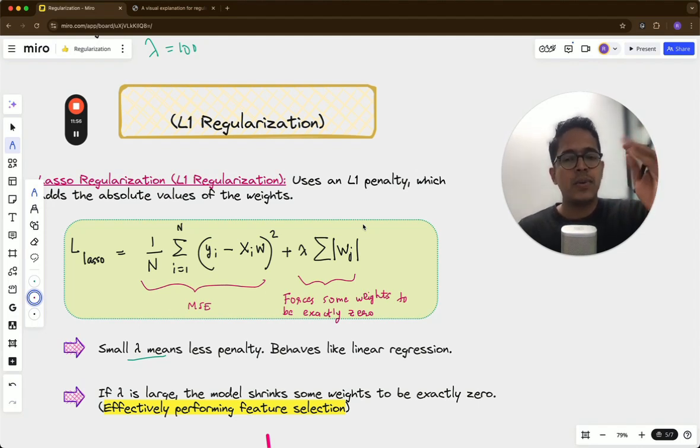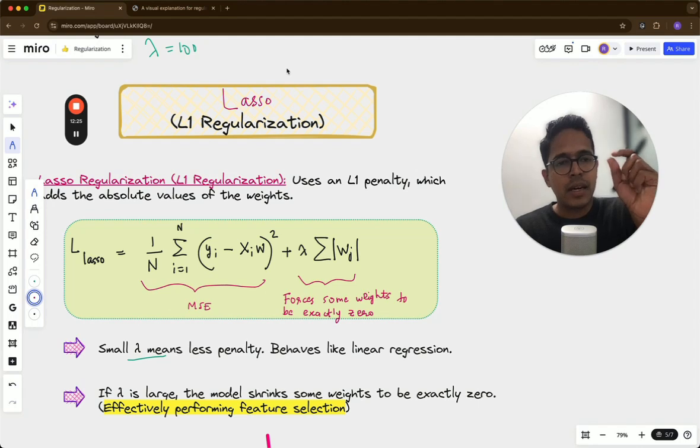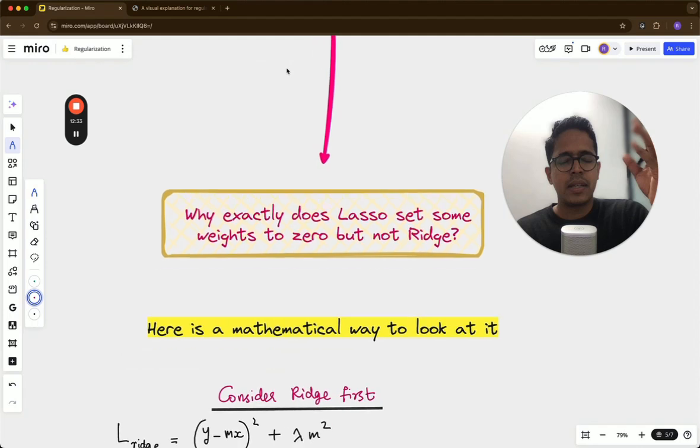Now, here a natural question will come. How exactly does L1 regularization force some of the weights to be exactly zero? Because in ridge regression, we discussed that the weights are going to be approximately zero if the lambda value is large, but not exactly zero. In L1 regularization, in Lasso, I had written Lasso here, somehow it's lost. I'll write it here. In Lasso, some of the weights can be shrunk to be exactly zero, performing feature selection.